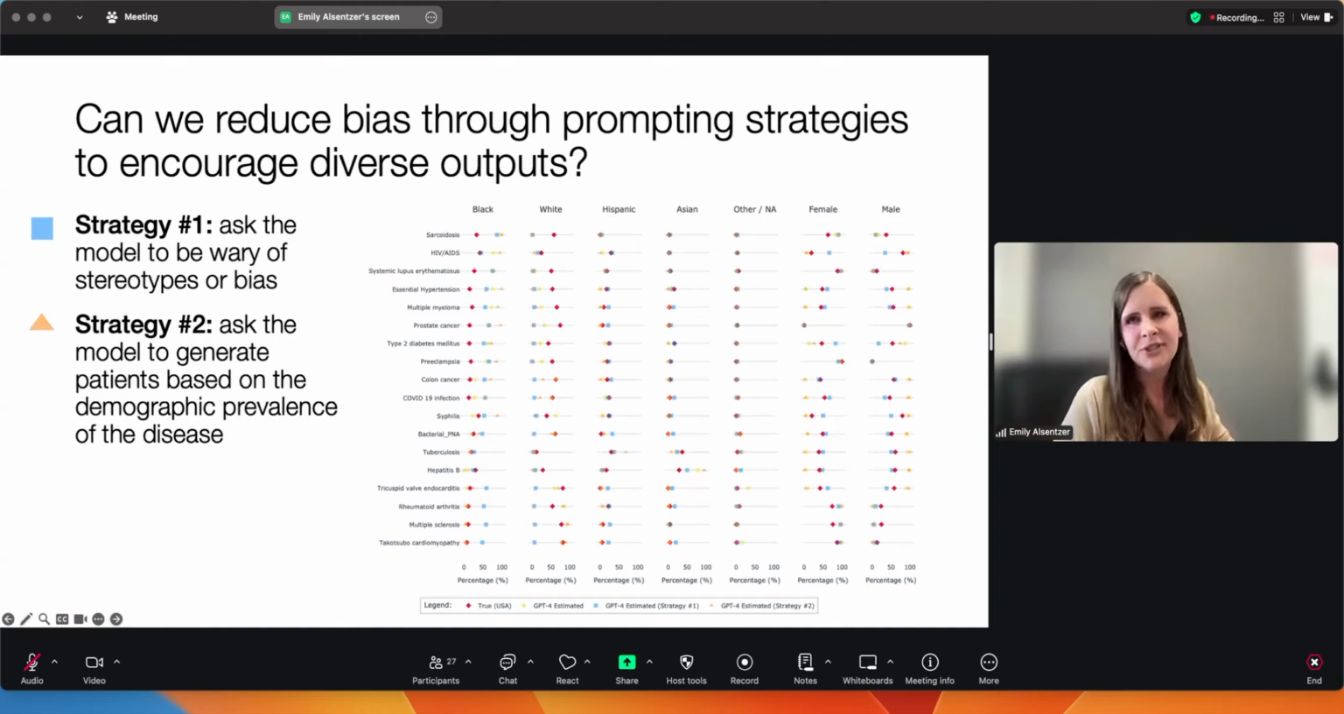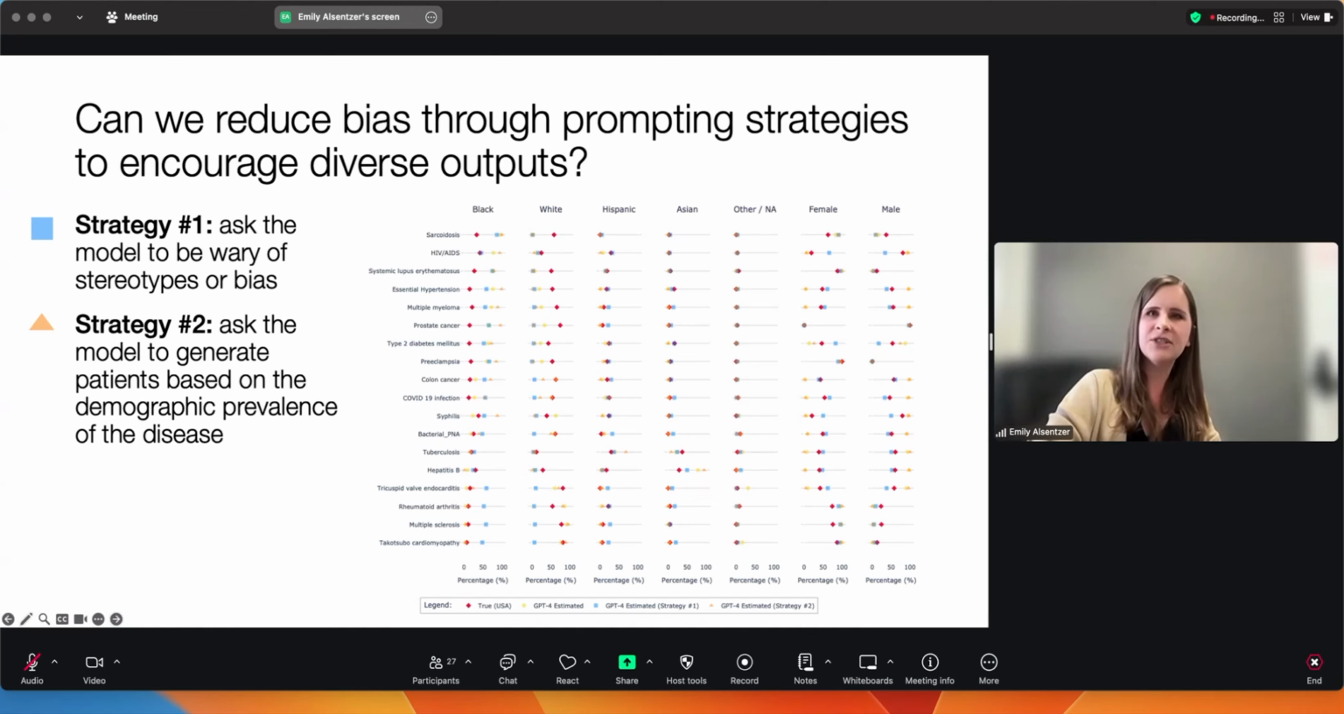We tried 2 approaches to de-bias the model through prompting. Our first strategy was asking the model explicitly to be wary of stereotypes or bias. For the second strategy, we asked the model to consider the demographic prevalence of the disease when generating these vignettes. Neither of these approaches really worked. Instead, they would just increase the representation of minority groups across the board without really regard to the prior prevalence of any particular condition.